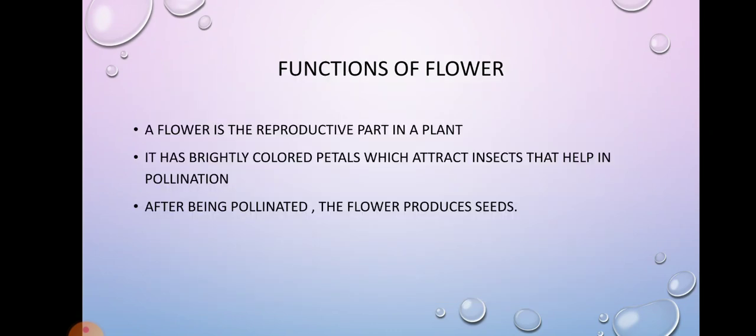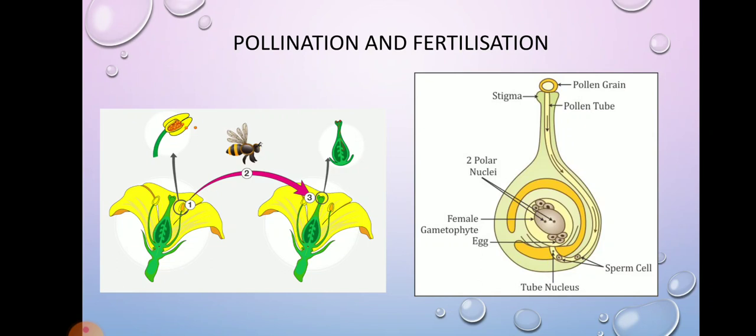Then what are the functions of a flower? A flower is the reproductive part in a plant. It has bright colored petals which attract insects for pollination, and after being pollinated, the flower produces seeds. Now, pollination and fertilization, this is a process which is carried out by the flowers, which we are going to talk about in detail. Now, here I have just shown you the diagram, and this is how I will explain to you how pollination and fertilization takes place.